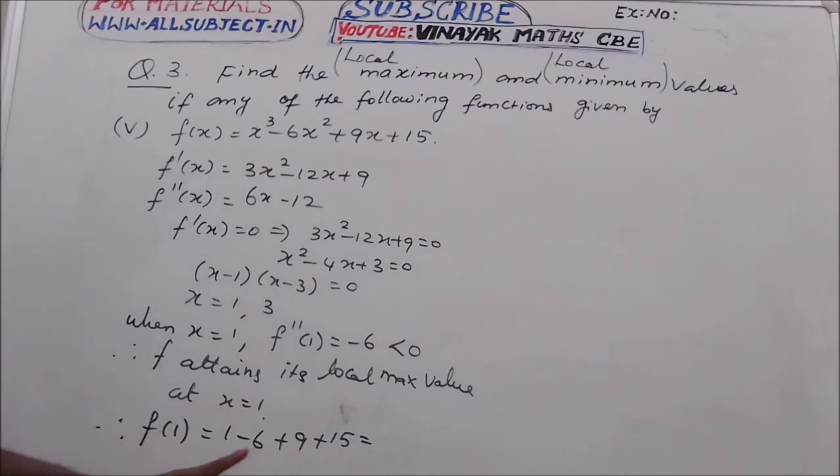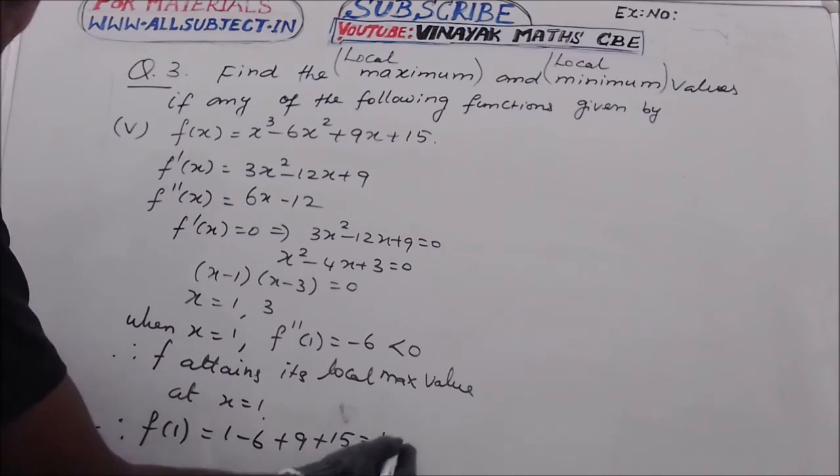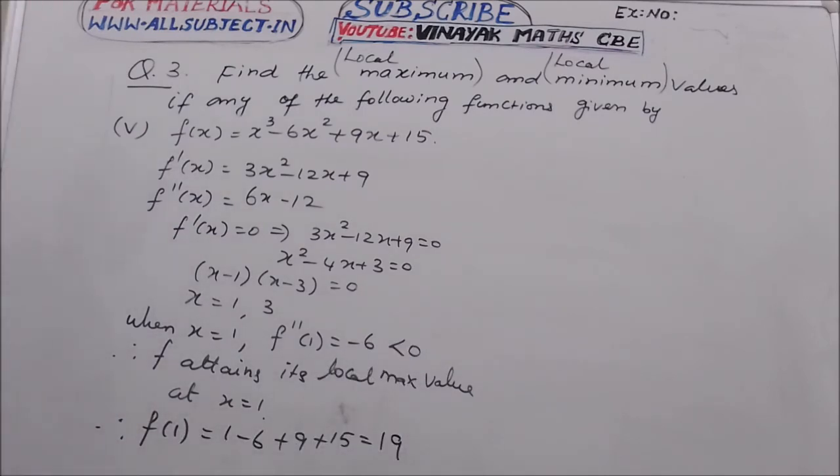that is equal to 25 minus 6, which is 19. So here 19 is the local maximum value. Local maximum value is 19.